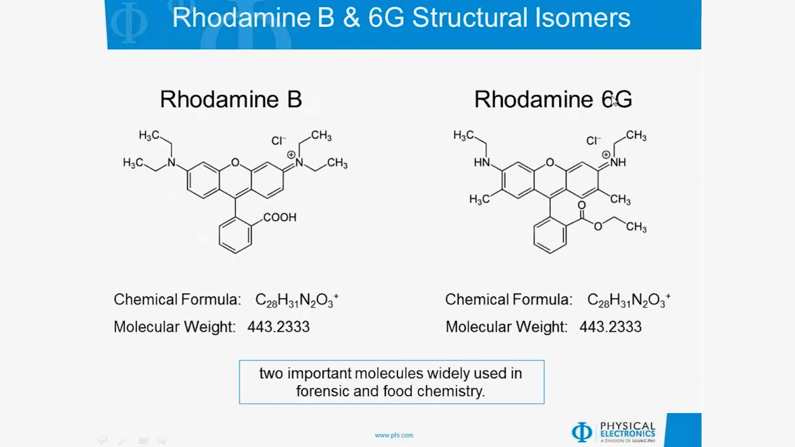The other one uses a Rhodamine 6G, and the two molecules are shown here. They have the identical mass, but they're simply different side groups. So it's a different arrangement of the same chemical formula. These molecules are very important in forensics and food chemistry.